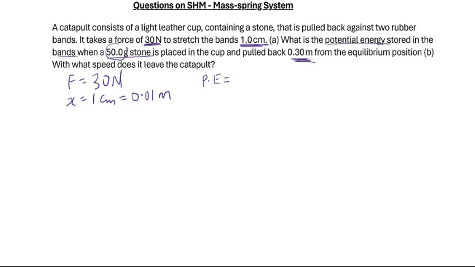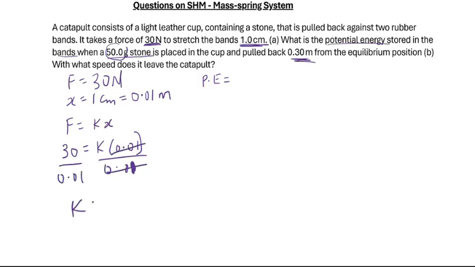Now the first thing we are doing is to find our spring constant, or our rubber constant in this case, which is the force constant. F equals kx, and our F is 30, our k is what we are looking for, and our x is 0.01. So we divide both sides by 0.01, and our k is going to be 3000 Newton per meter. Now since we have got our k, then we move to the question.